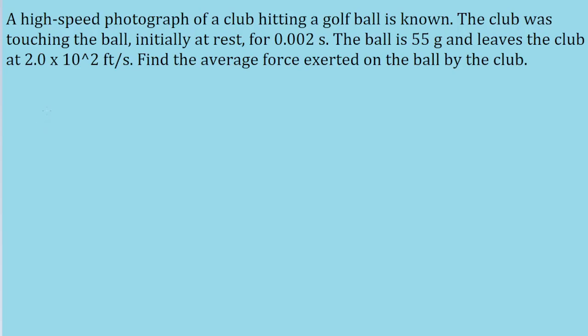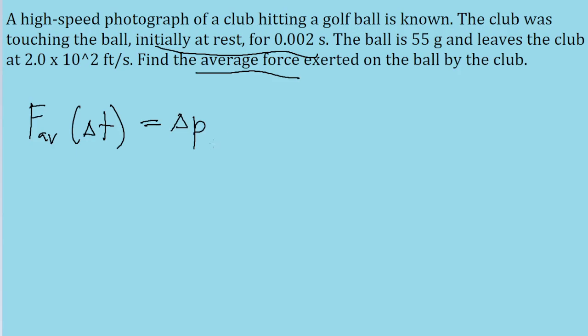Hey everyone! In this problem, we have the golf ball's mass, and we also have its initial and final speeds, which means that we can determine the ball's change in momentum, or its impulse, and we can relate that to the average force and the time of contact using the impulse momentum theorem, which states that the average force exerted multiplied by the amount of time of contact is equal to the change in momentum.